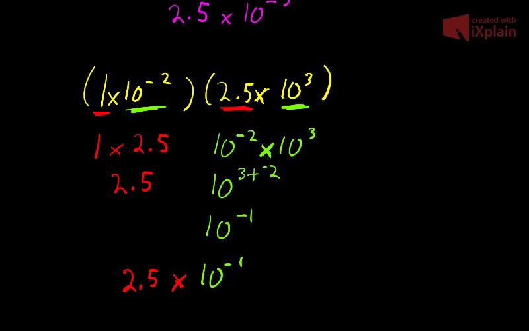So all I did here was I took my problem, I split it up into the normal numbers on one side, the exponentials on the other. I solve them separately, and I multiply them together at the end. And that's something we can do anytime we have scientific notation and we're multiplying or dividing with them.